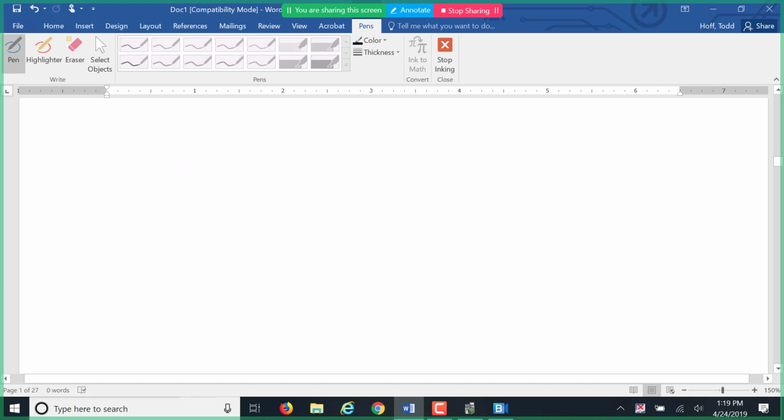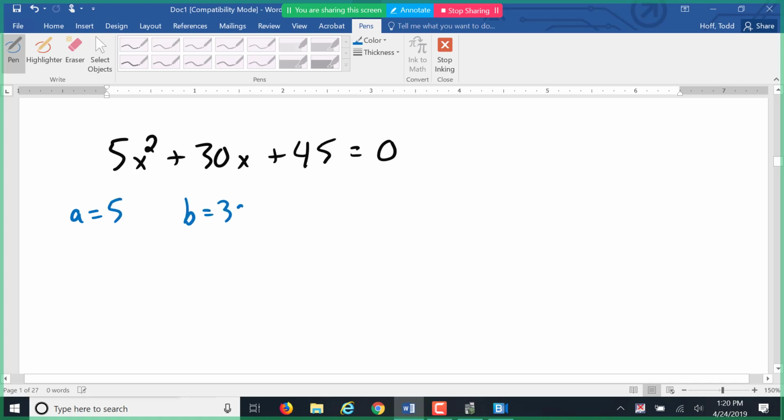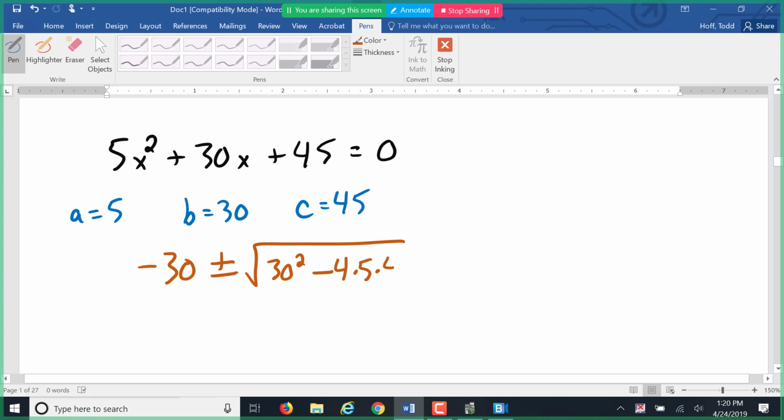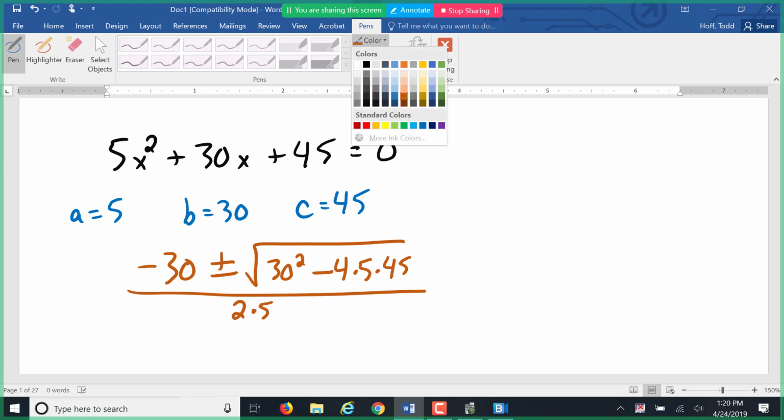Okay. Let's do another example here. 5x squared plus 30x plus 45 equals 0. What's A equal? 5. B equals 30. And C is 45. So opposite B is negative 30. Plus or minus, I'm going to put both of them in there this time. The square root of B is 30, so it's 30 squared. Minus 4AC, so that's 4 times A is 5 times C is 45. All over 2A, so that's 2 times 5.